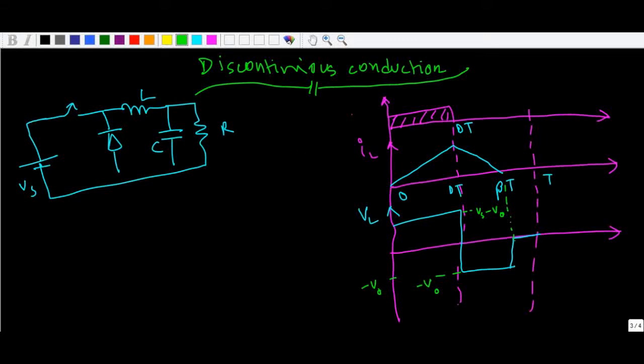Welcome back to the third lecture on buck converter. In this lecture, we will discuss the discontinuous conduction mode of buck converter.